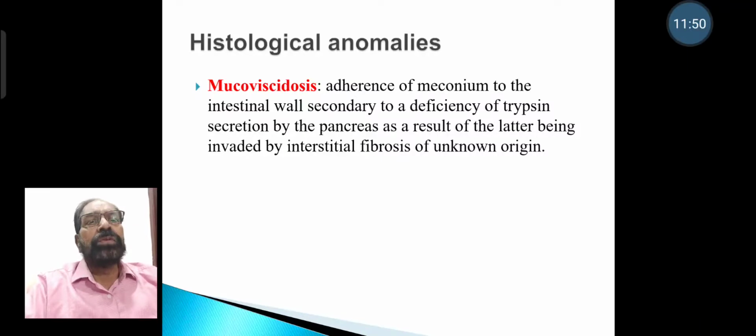Mucoviscidosis: adherence of meconium to the intestinal wall, secondary to the deficiency of trypsin secretion by the pancreas as a result of the latter being invaded by interstitial fibrosis of unknown origin.